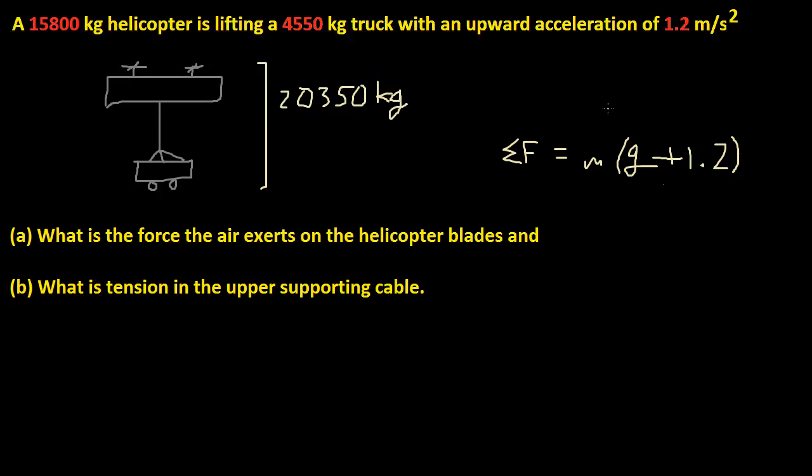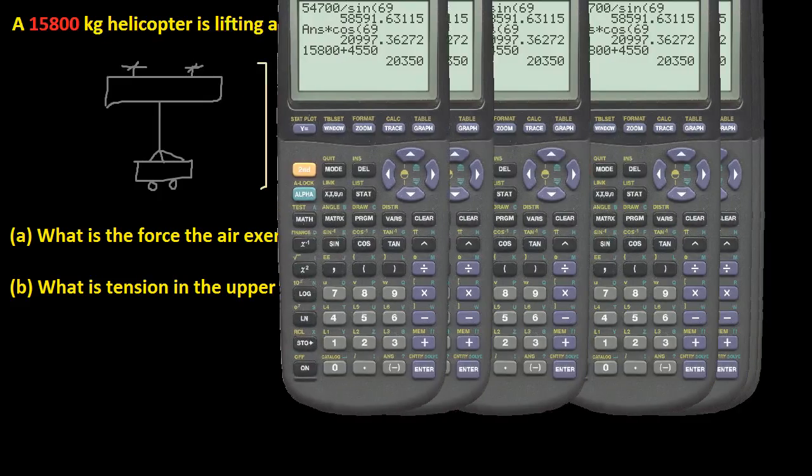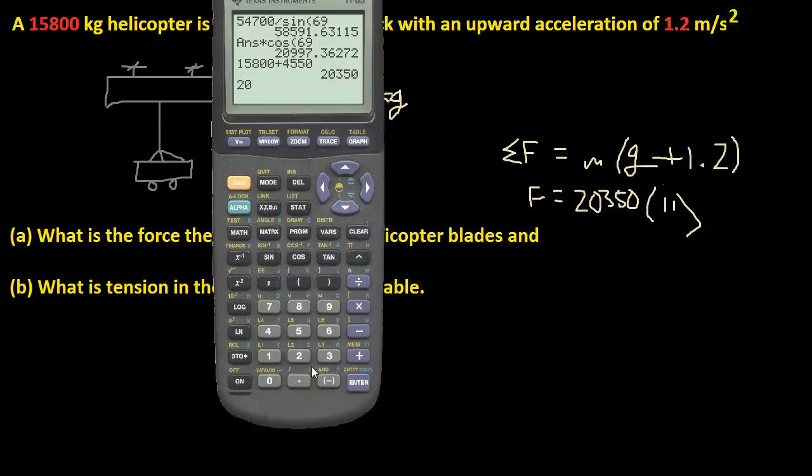How do we do that? Well, this is very simple. The force is equal to, we just plug and chug. 20350 kilograms times 9.8 plus 1.2, that's 11. So we just multiply that. 20350 times 11 would be 223,850.